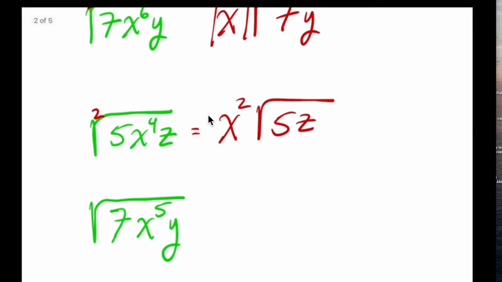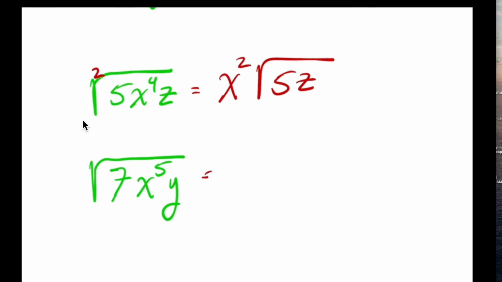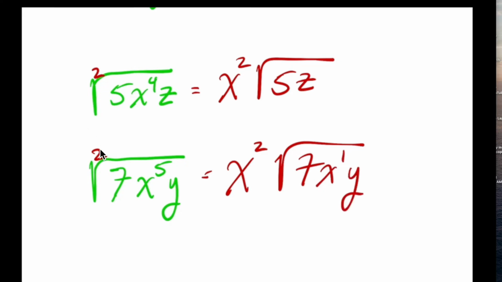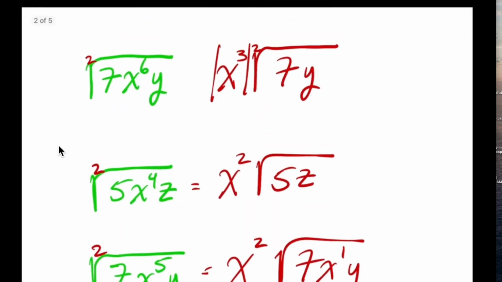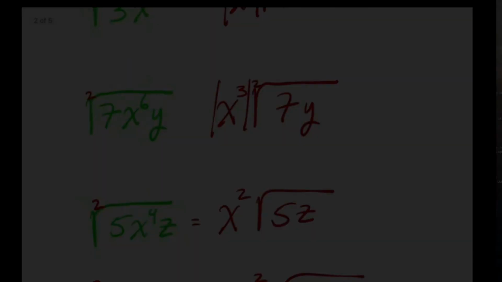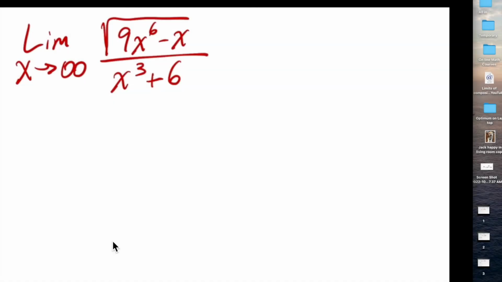You ended up with an even exponent. Last one, if we pull out the x to the fifth, 2 goes into 5 twice, with one remainder, we end up with x squared on the outside and 7x to the first and y remaining. Again, no need to worry about absolute value signs when you pull out a variable and you end up with an even exponent. Okay, with that introduction, let's go ahead and evaluate our first limit.